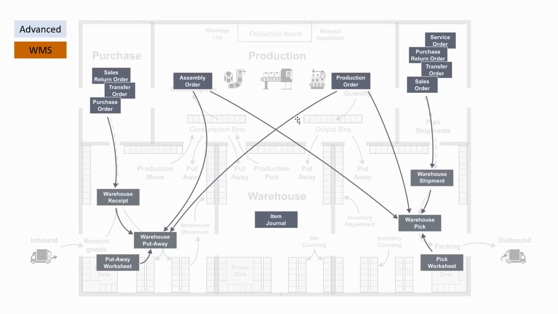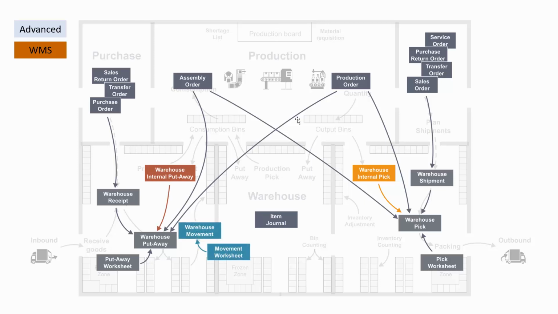But in the WMS functionality, meaning if you set the big check mark, as we call it, the directed put away and pick check mark on the location card, you will have functionality that applies only when that is placed. And that's the warehouse internal pick, which is a manual functionality for creating a warehouse pick without a source document. Likewise, there's a warehouse internal put away. Then you have the movement worksheet, which is a worksheet for creating warehouse movements that are controlled movements on your inventory.